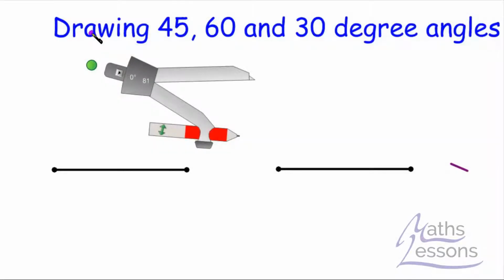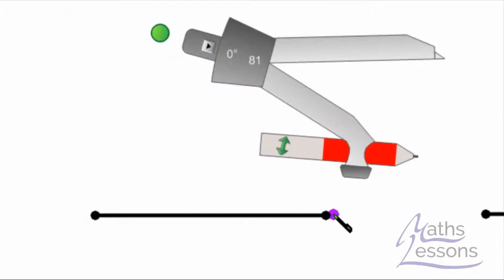Right, in this question we're going to look at how to draw, or actually construct, 45, 60 and 30 degree angles using just a straight line, ruler and compass. So I'm going to create a 45 degree line on the end of this line. The first thing I need to do is construct a 90 degree line to the end of this line.